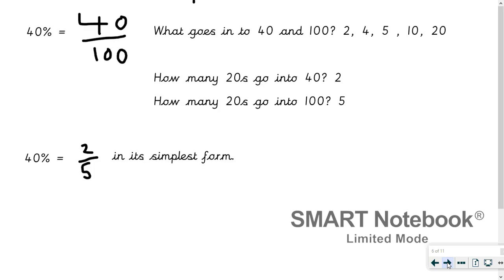So 40% equals 40 over 100. Great way to start. What goes into 40 and 100? 2 does, 4 does, 5 does, 10 does, 20 does. 20 is the highest it goes in. So how many 20s go into 40? 2. How many 20s go into 100? 5. So therefore we put the 2 as the numerator, the 5 as the denominator, 2/5. 40% equals 2/5 in its simplest form. And we can always check that by saying, right, what goes into 2 and 5 apart from 1? Nothing. So therefore we've got it in its simplest form. Hopefully we got that, or got some of that method right at least.